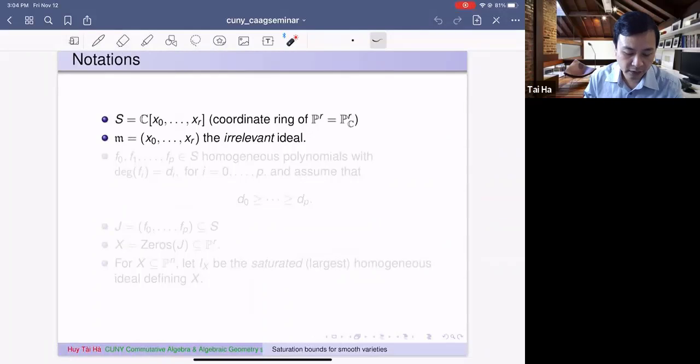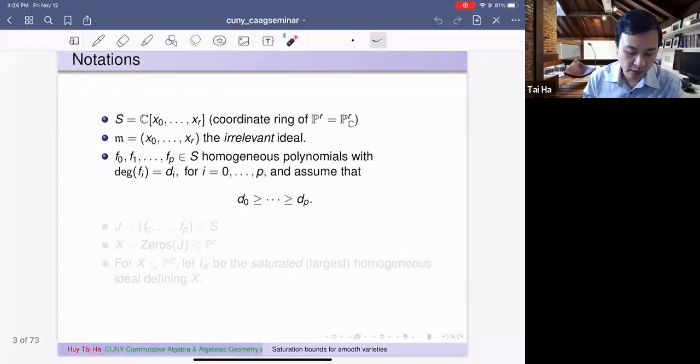So let's fix a number of notations that I'm going to use through the talk. S is going to be the coordinate ring of an r-dimensional projective variety, and we will always work over the complex numbers. M is going to be the irrelevant ideal. We're going to start with a bunch of homogeneous polynomials of degrees d0 up to dp, and we're going to order the degrees of these polynomials in non-increasing order. And J is going to be the ideal generated by these polynomials, and X is going to be the zero set of J.